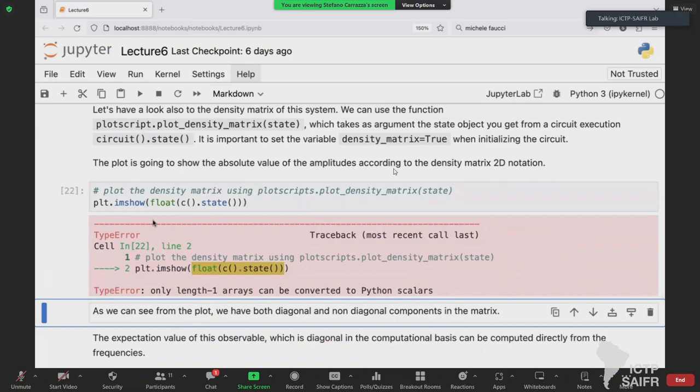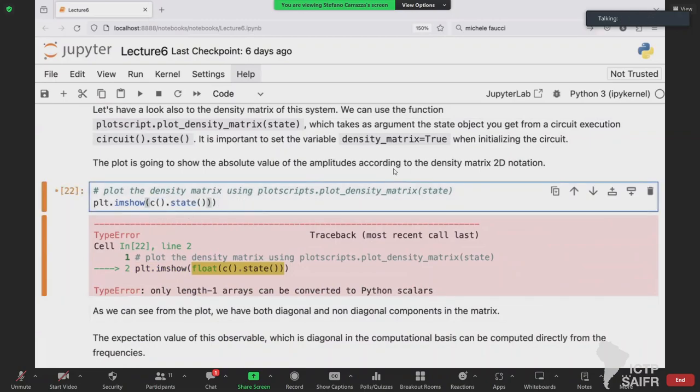Yeah. Are you casting? No. Do you remember? State, no? State.